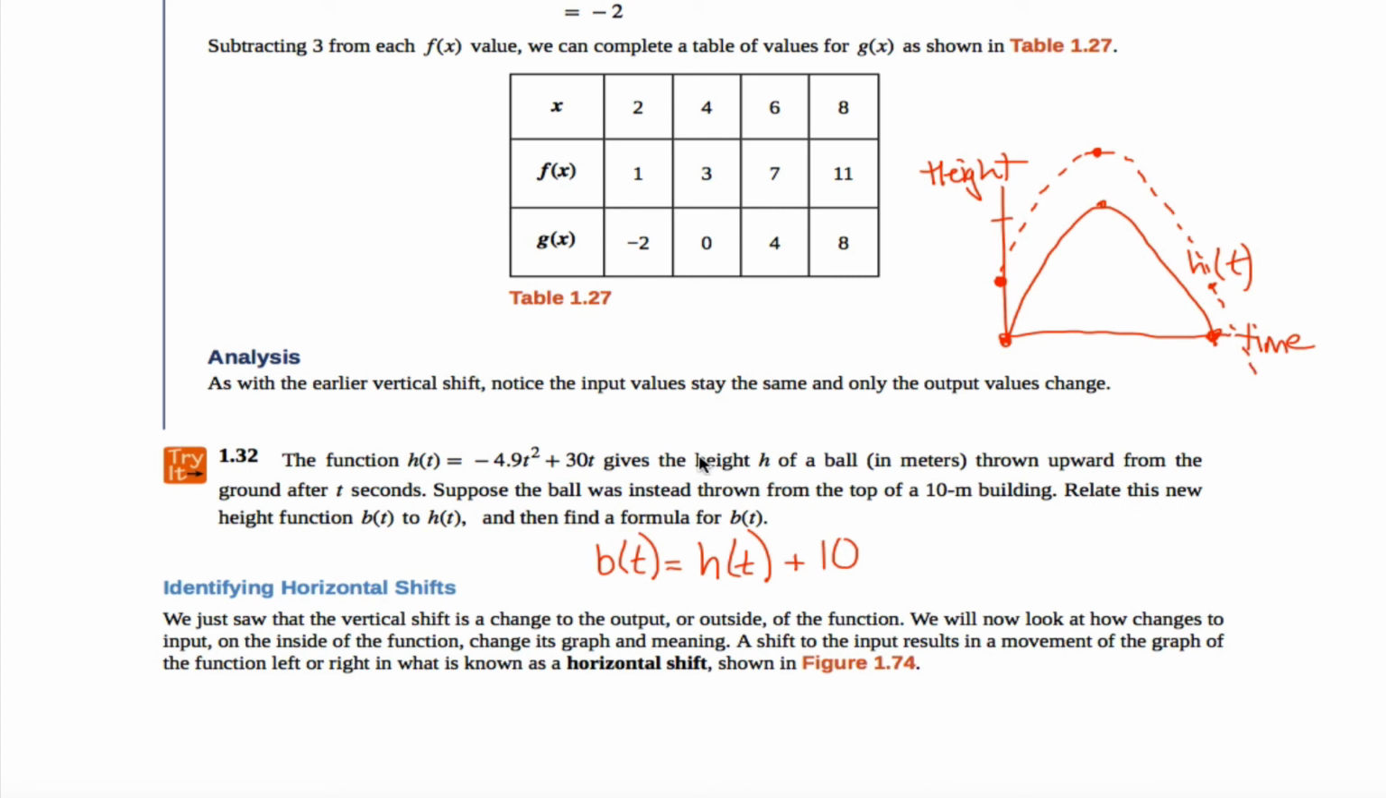Although I really don't care about my transformed graph, it just asks me to relate this new height function b of t to h of t, and I've done that, and find a formula for it. Here's a formula for it right here. So I guess that ends this problem.